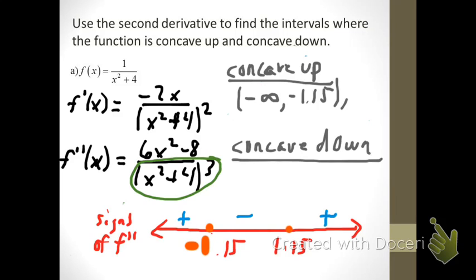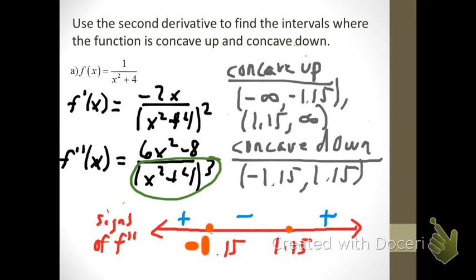And it was concave up on the interval from 1.15 to positive infinity. Those are the two intervals where the second derivative was positive. And then the function was concave down, where the second derivative was negative, and that was from negative 1.15 to positive 1.15.